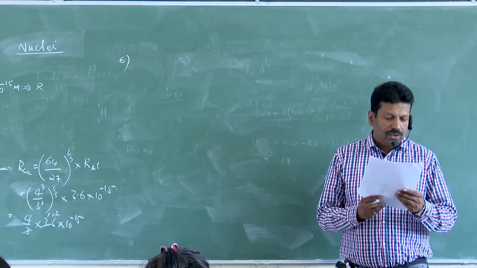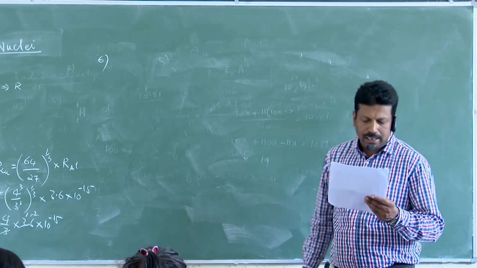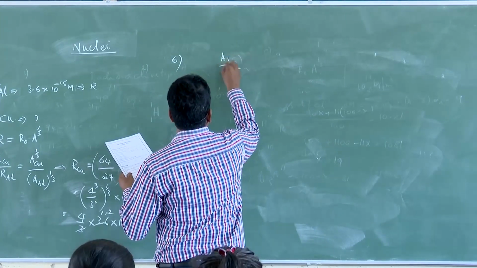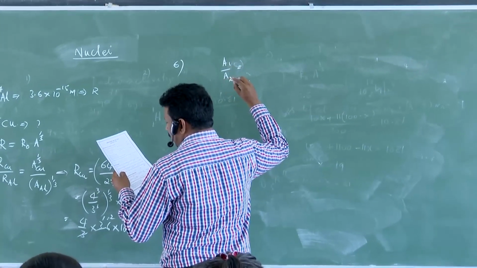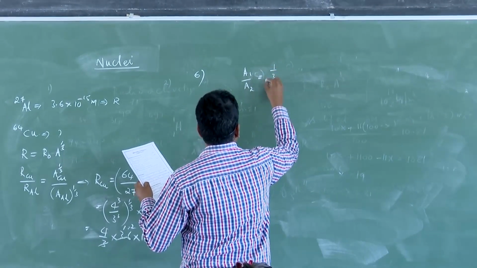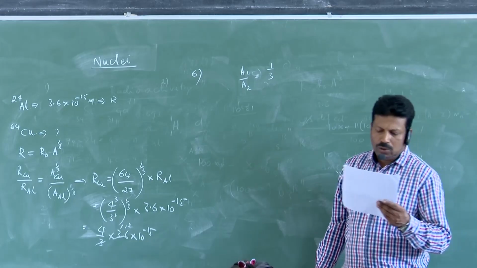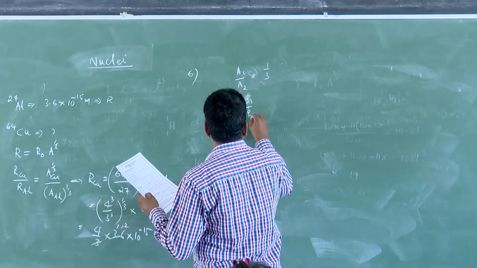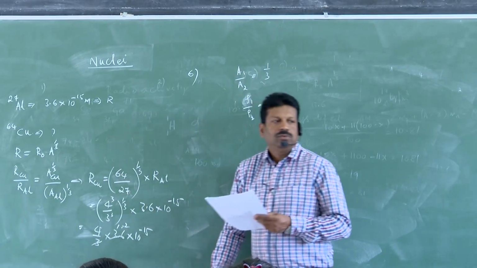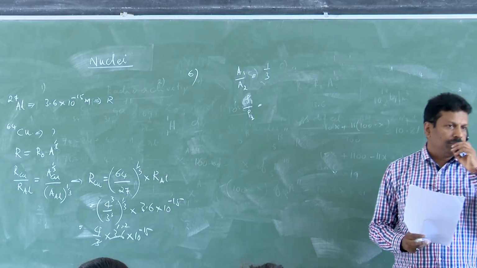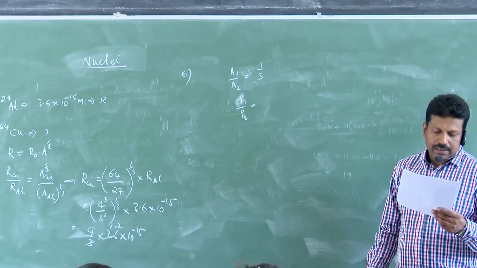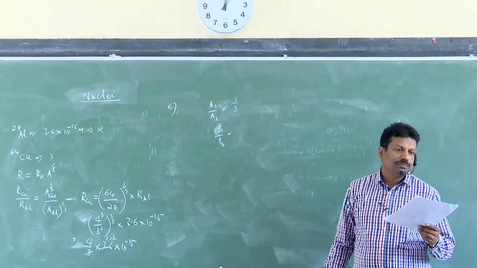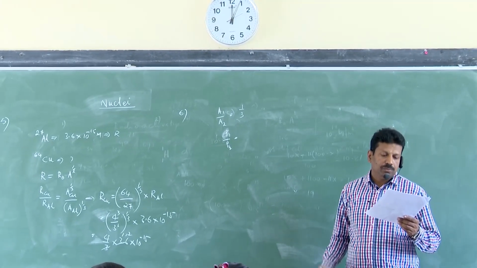Don't worry about others. Two nuclei have their mass numbers in the ratio of 1:3, so A1 by A2 is 1/3. What is the ratio of their nuclear densities, rho 1 by rho 2? If the ratio of mass numbers is 1:3, what is the ratio of densities? 1:?